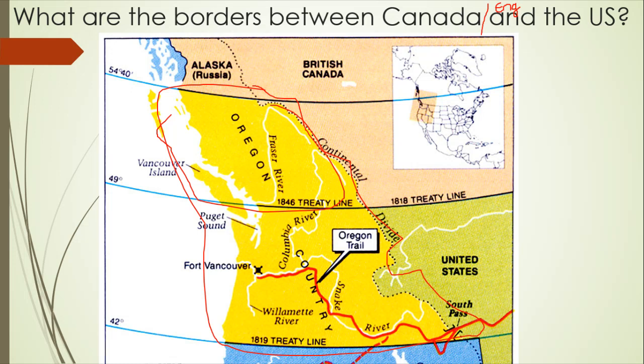So right now, the journey begins here. These are the borders of Oregon country. Because remember, we're going from Oregon country, because Washington's a part of Oregon country. It says Oregon country right here.